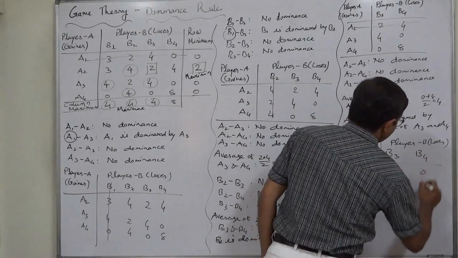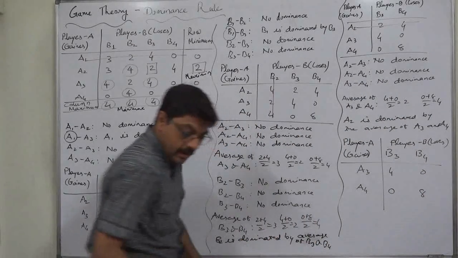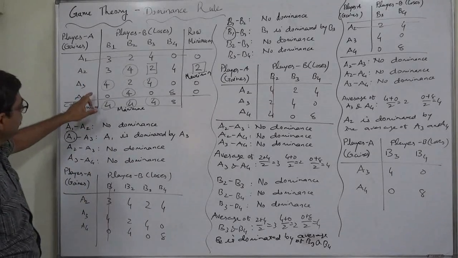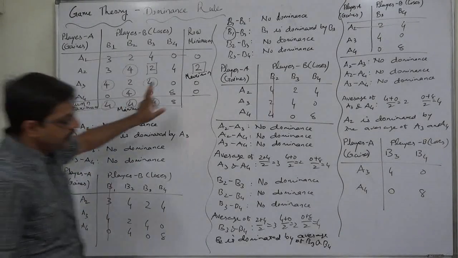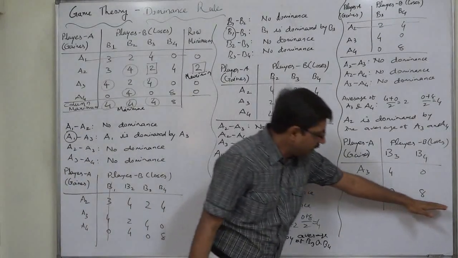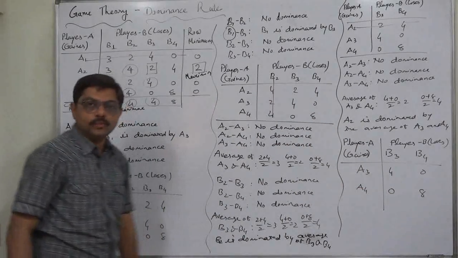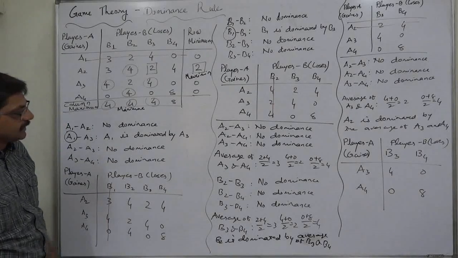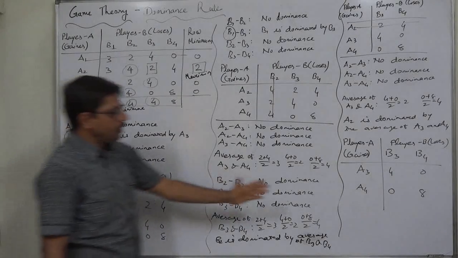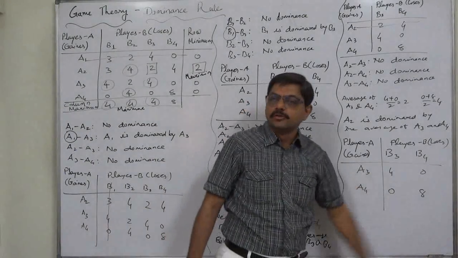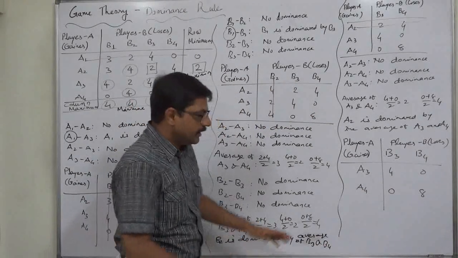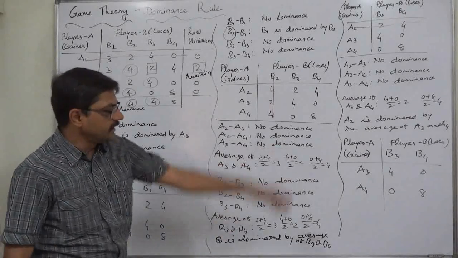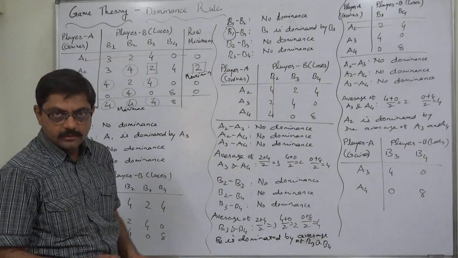4, 0, 0, 8. Now, the original diagram which was in the order of 4 by 4 is now in the order of 2 by 2. So by using the dominance rule, we reduced the order of the game from 4 by 4 to 2 by 2. Now this is the game of 2 by 2, and as we know, it has no saddle point.